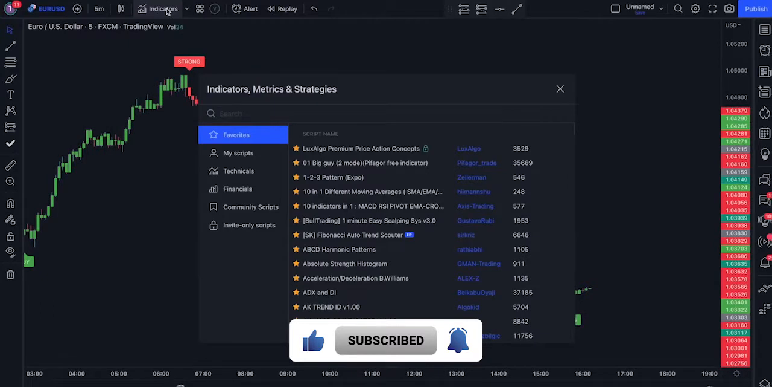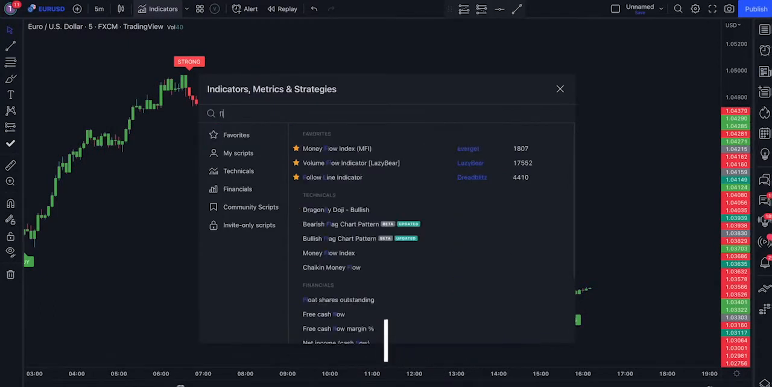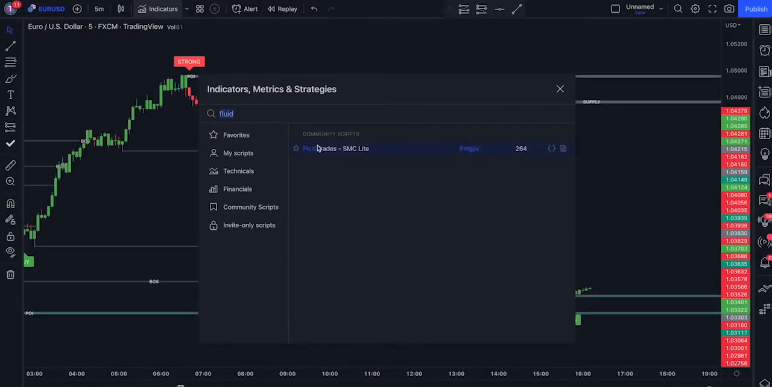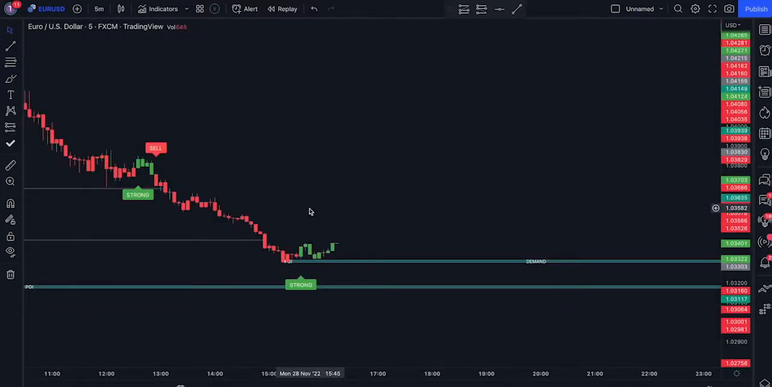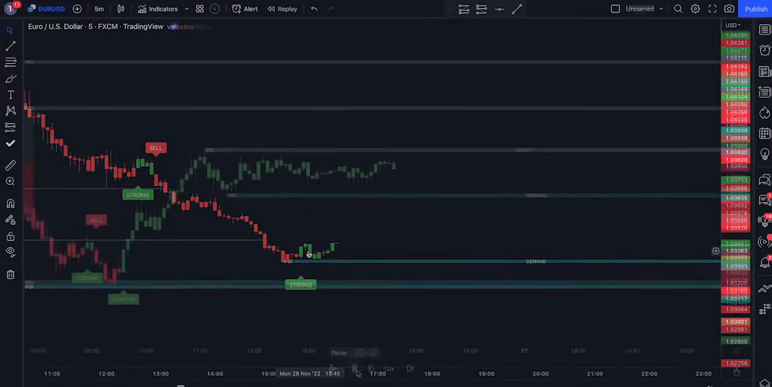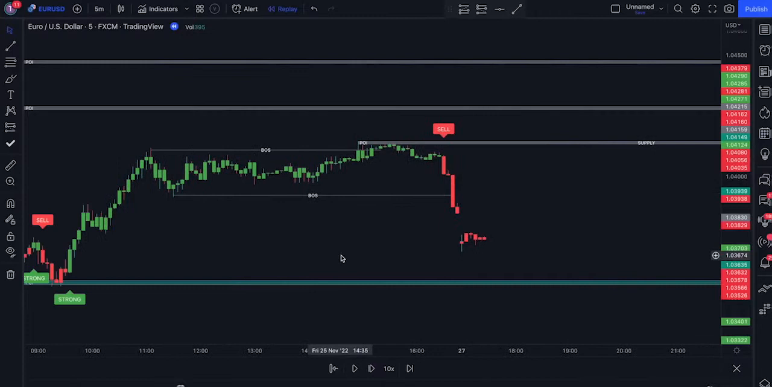For the second indicator, search for fluid trades. As we can see, not a lot of people know about this tool yet. This is a smart money concepts indicator. It shows the areas of supply and demand and the break of structure levels. Usually when the price action is in a downtrend and it reaches a demand level, the market tends to reverse. The opposite happens when the price action reaches a supply zone. Notice the price action was heading upwards, then it reached the level of resistance and it started selling off. These levels are very important because they will dramatically increase the win rate of our first confirmation indicator.